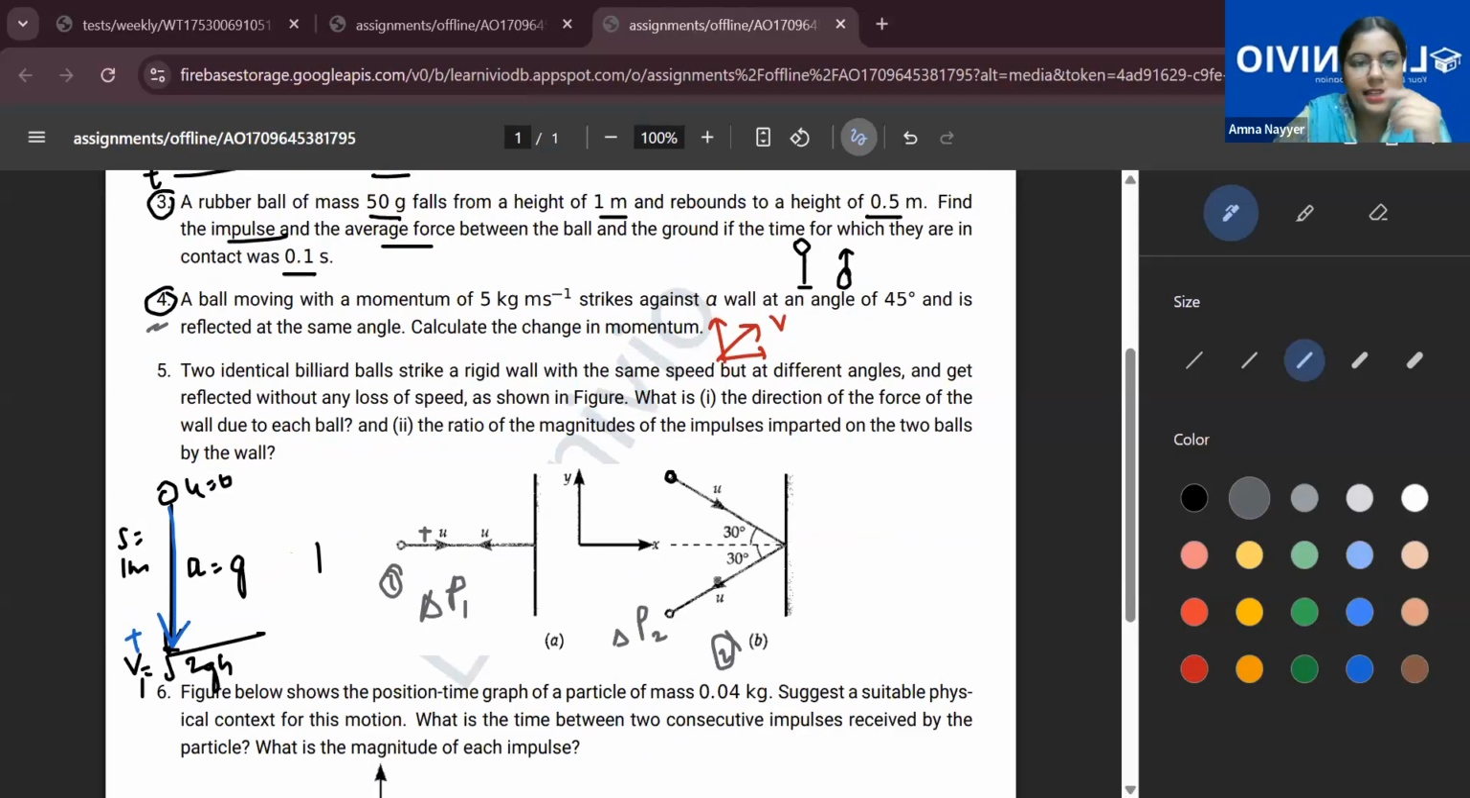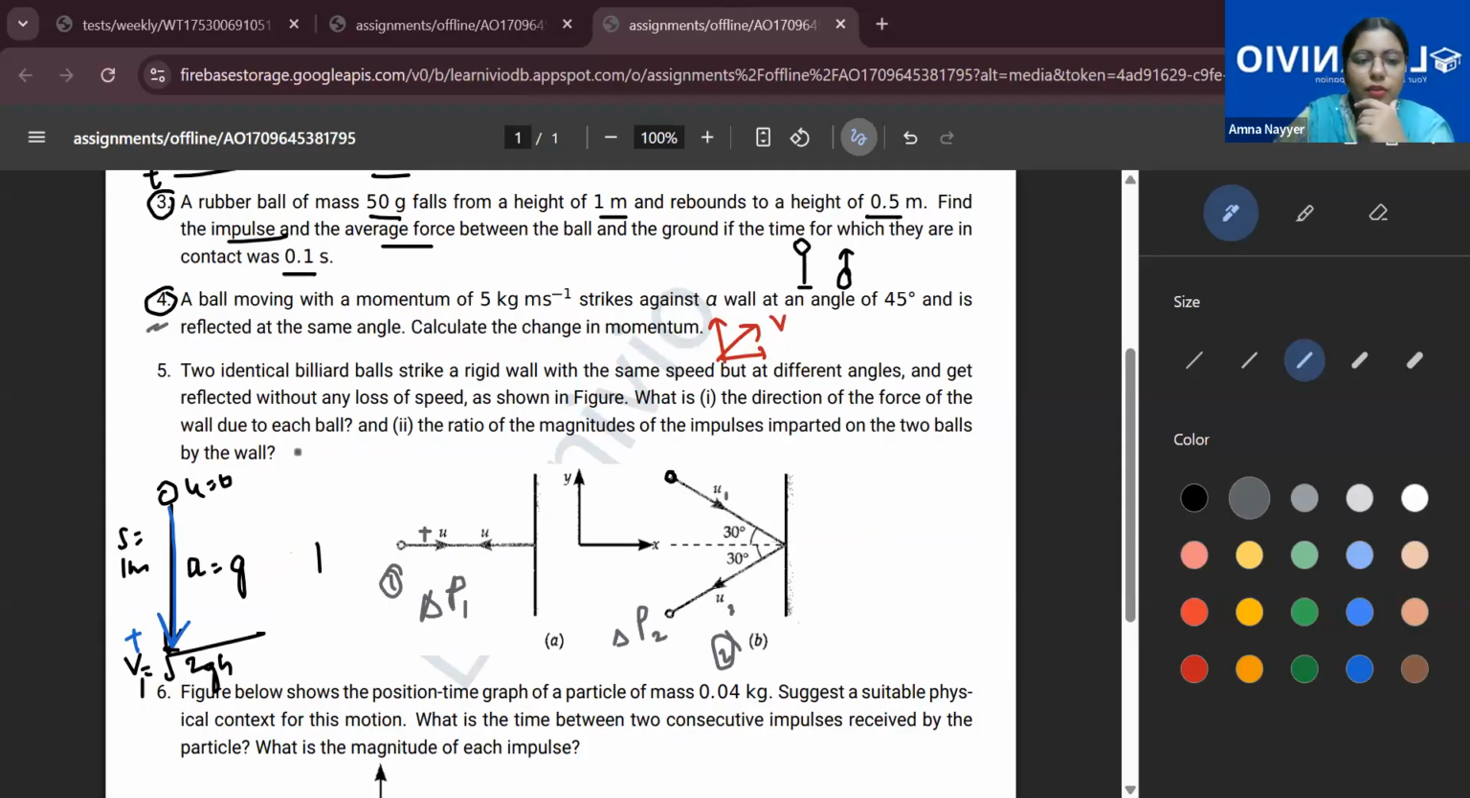Now see, it says they get reflected without any loss of speed. So I just want to tell you that the speed will be the same. Otherwise, it could have been u1, it could have been u2. It says the u are the same initial velocities, whatever velocity with which the ball is hitting is the same.